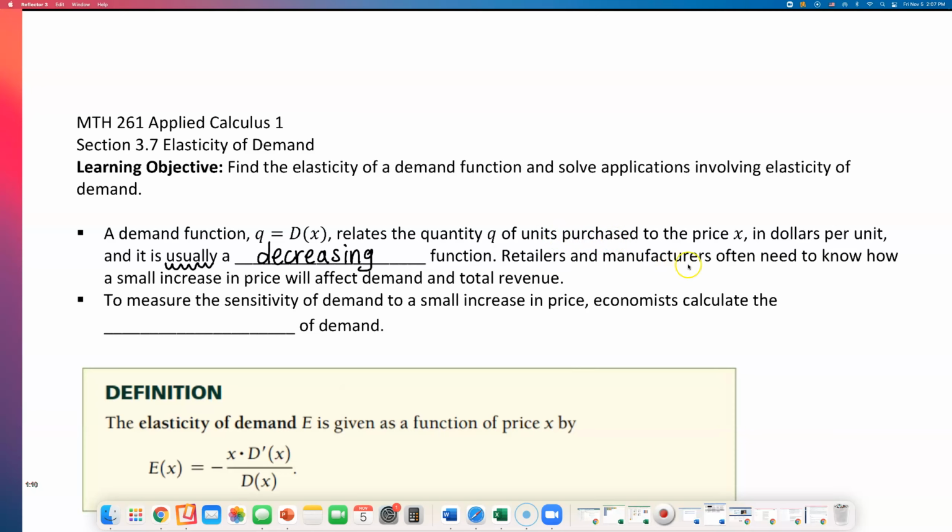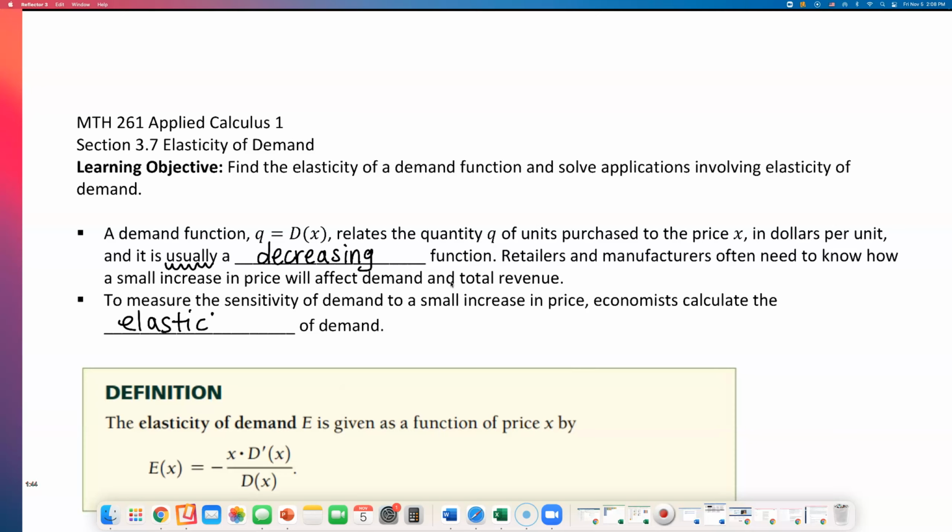Retailers and manufacturers often need to know how a small increase in price will affect demand and total revenue. So questions like, can I make my product a little bit more expensive and still be able to increase the profit? Or if I make it any more expensive than what it is right now, will the profit actually go down? To measure the sensitivity of demand to a small increase in price, economists calculate the elasticity of demand.